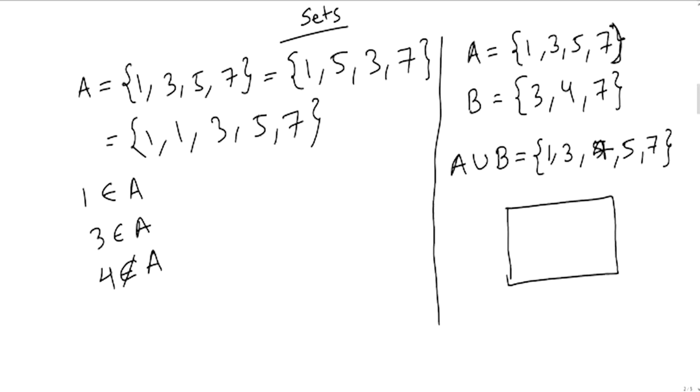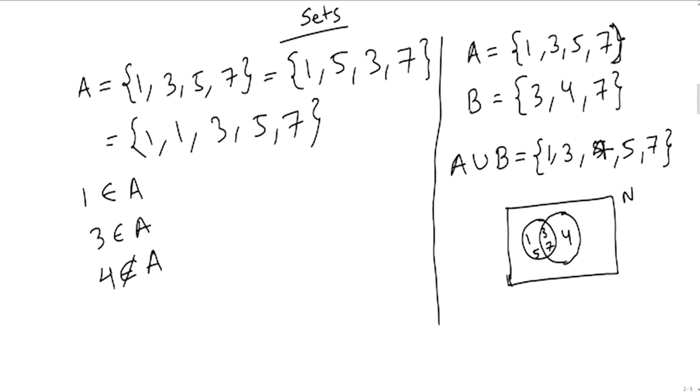So let's say this square represents the set of all, let's say, all natural numbers. Then set A is somewhere here which contains 1, 3, 7, 5, right? And there is another set B which contains 3, 4, 7. Right? So these are two sets.